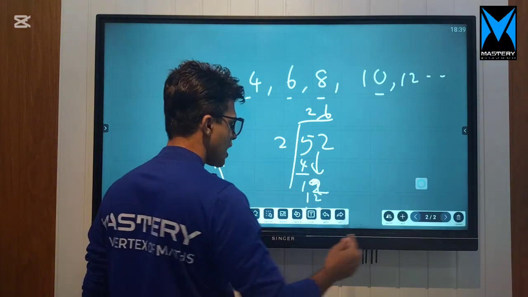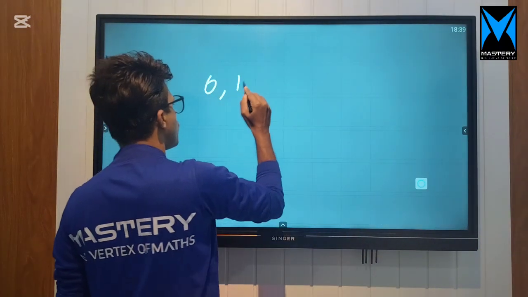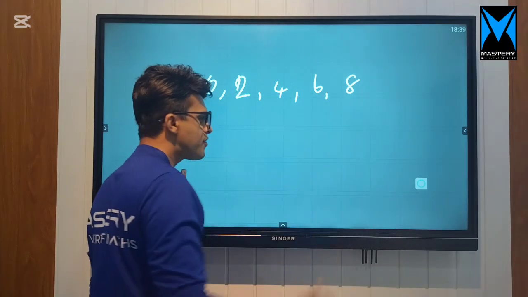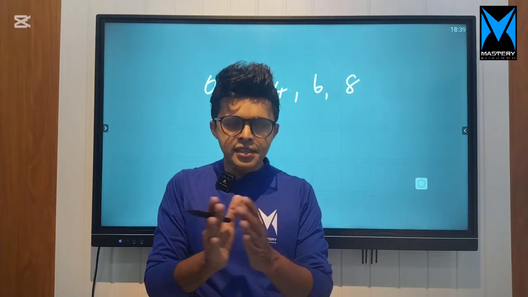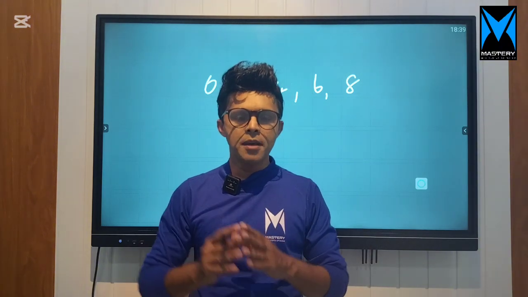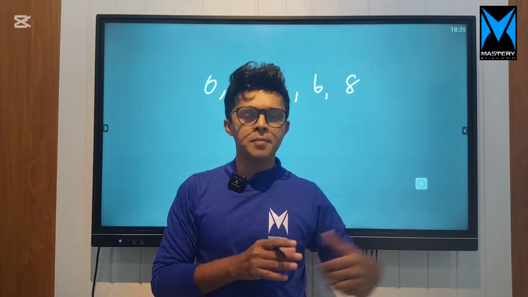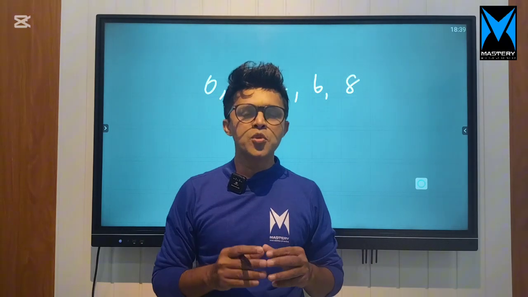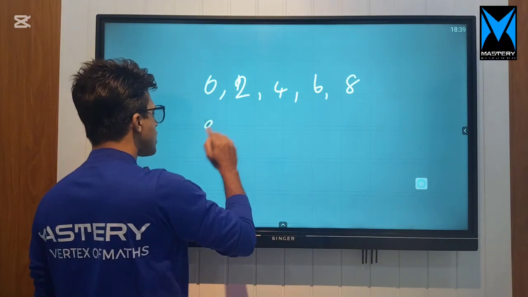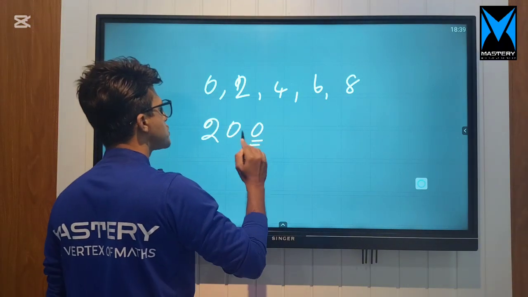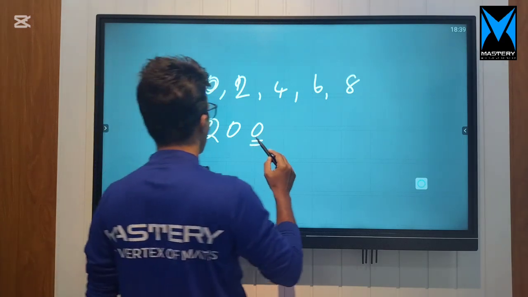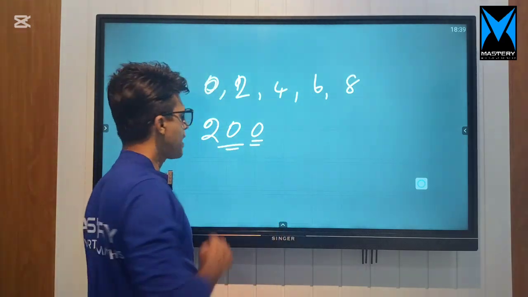Not only that, you could get this idea, right? 0, 2, 4, 6, 8. If you are able to see these digits in the ones place of a certain number, you could identify those numbers as even numbers. Think of this one, 200. You could see this 0 is found in the ones place. Therefore, 200 can be identified as an even number.